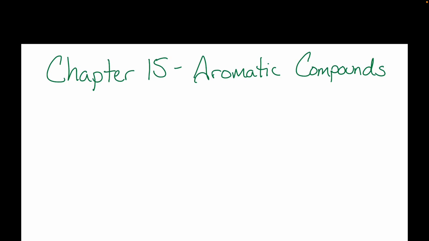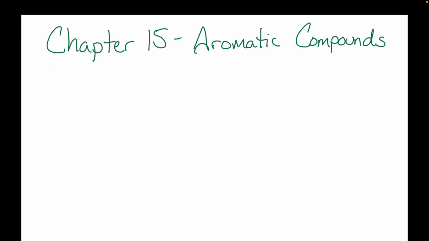We're going to move on to chapter 15 here. Chapter 15 is all about aromatic compounds. We're going to finally introduce a compound that you've seen for quite a while. It's kind of associated with organic chemistry, but we've never gone over it. And that is the six-membered ring, where every other bond is a double bond.